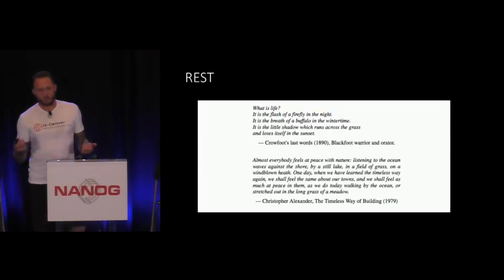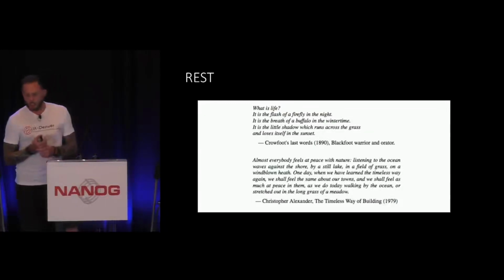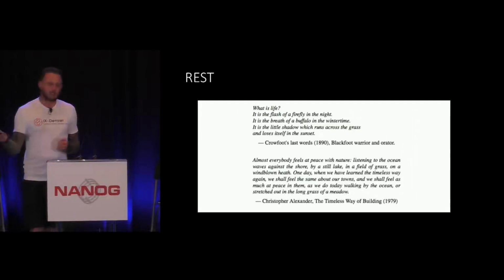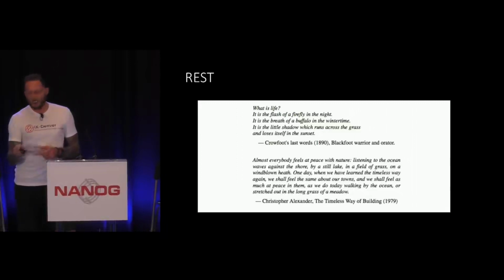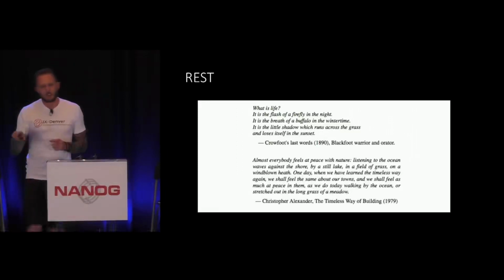Just because it's fun to read poetry on stage at NANOG: what is life? It is the flash of a firefly in the night. It is the breath of a buffalo in the wintertime. Is a little shadow which runs across the grass and loses itself in the sunset. So these are actually in the beginning of the paper, if you read it. But I think actually the second quote is more interesting, where he says, one day when we have learned the timeless way again, we shall feel the same about our towns. I think this kind of reads into potentially not just city design, but perhaps application design.